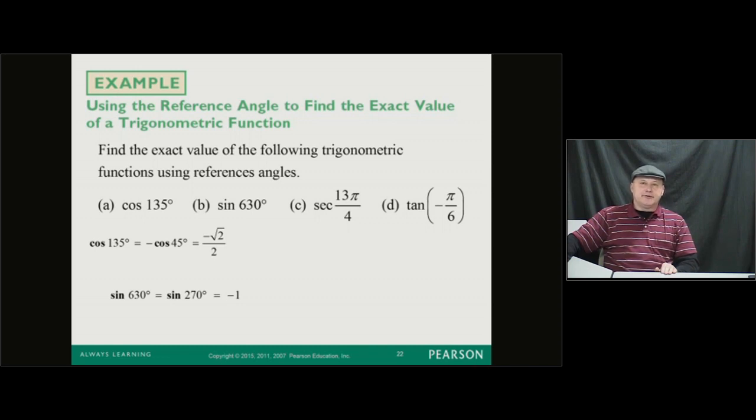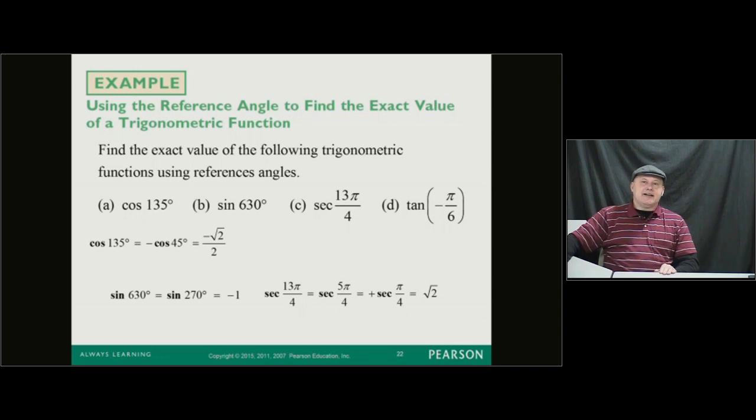So now, secant of 13 pi over 4. Again, 13 pi over 4 is large, much like the 630 degrees in the previous example. So I subtracted 2 pi because I wanted to find a coterminal angle. 2 pi is 8 pi over 4, so subtracting 13 pi over 4 minus 8 pi over 4, I get 5 pi over 4. That's a little bit more reasonable. Now secant of 5 pi over 4: 5 pi over 4 ends up in the third quadrant, so there is a pi over 4 as a reference angle.